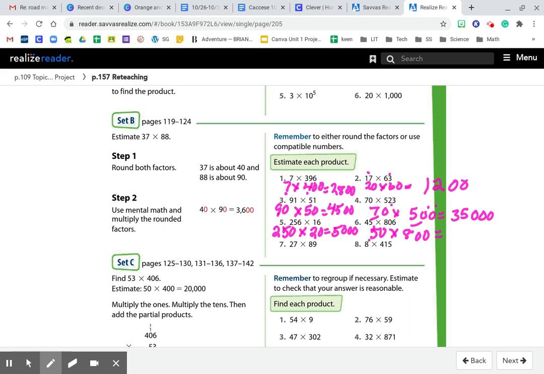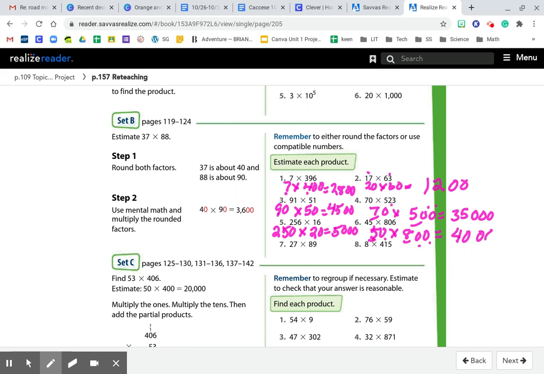5 times 8, you can use your multiplication chart. Remember, if you have one, you can use one. There's one in the planner. You can print one off the internet. There's one in your planner from last year if you still have it. 5 times 8 is 40, and we're going to have 1, 2, 3 zeros.